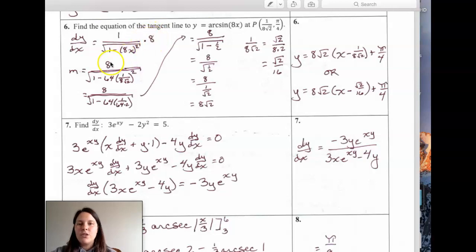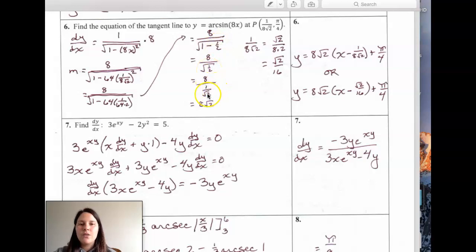So that 8 moves to the numerator. 8 squared becomes 64. And then I can replace that x. Again, we've got a point, so we're going to substitute that x value into our derivative right away to solve for the slope. 8 squared again gives us 64. Square root of 2 squared gives us 2. So our 64's cancel, leaving us with 1 minus 1/2, which is 1/2.